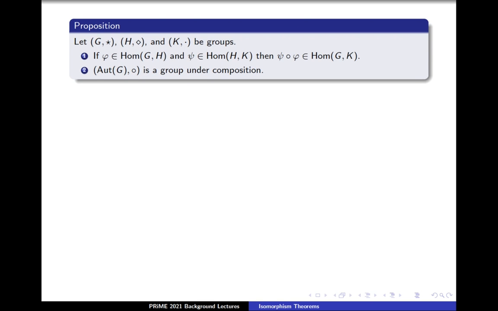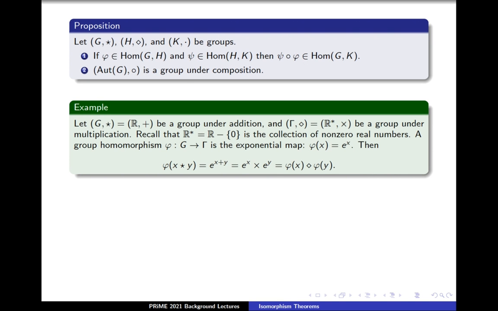Okay, next proposition, we'll take three different groups. So G with operation star, H with operation diamond, and K with operation dot. Then if phi is a homomorphism from G to H, and psi is a homomorphism from H to K, we can consider the composition psi composed with phi. And this is a homomorphism from G to K. Second, the automorphisms of the group G with composition form a group.